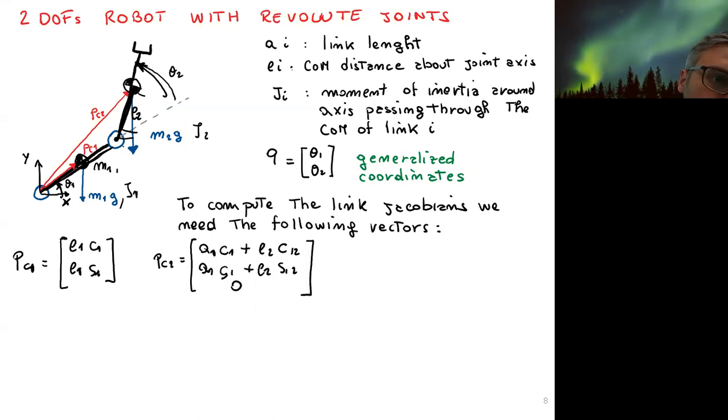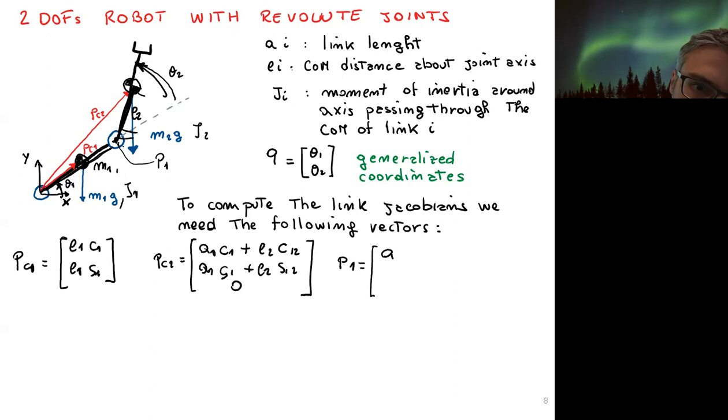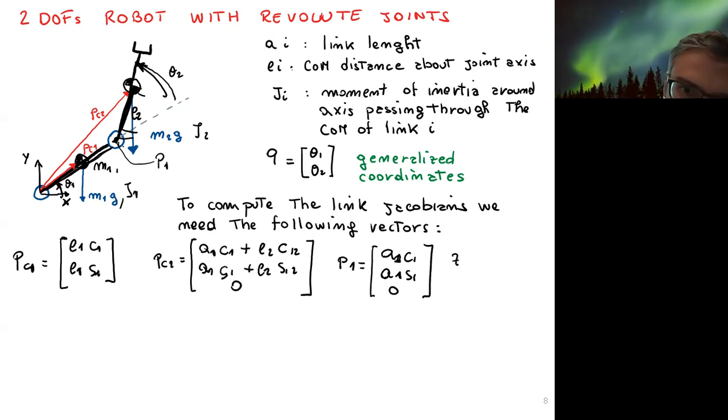We want also to get the position of point 1. This is point 1, to compute the Jacobian. That is a_1 cosine of theta 1, a_1 sine of theta 1, 0. Then both the z_0 axis and z_1 axis are aligned with the 0 axis and are vertical.